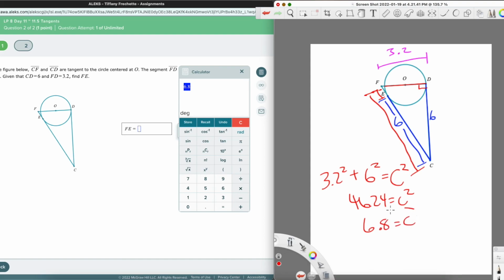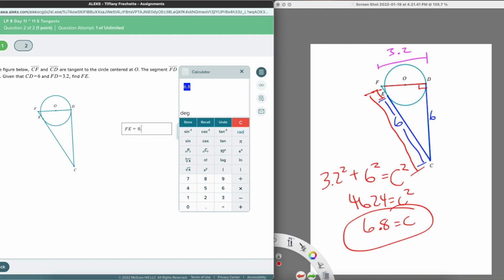That's not my answer. That's the entire length. That's FC. That's the whole thing. Remember, I'm only looking for that tiny little piece there, FE, right? So what I want to do is take 6.8 and subtract the 6 from it so that what's left over, that's my length. So 6.8 minus 6 is just 0.8. So 0.8 is the length of FE.